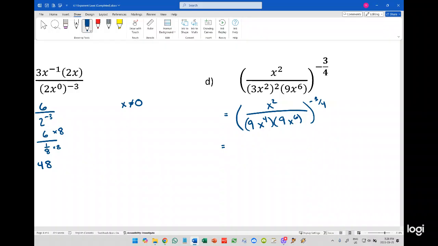All right, now we have still x squared on the top, but on the bottom we have 9 times 9 is 81. And we have x to the 4 times x to the 6 is x to the 10th, all to the exponent negative 3/4. I'm going to cancel out 2 x's on the top and 2 x's on the bottom, which gives me 1 on the top and 81x to the 8 on the bottom.